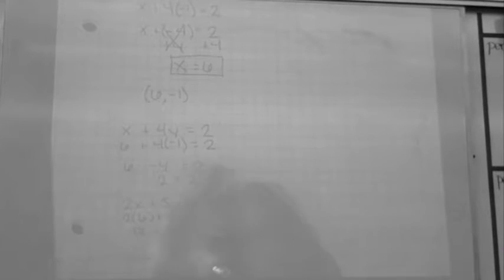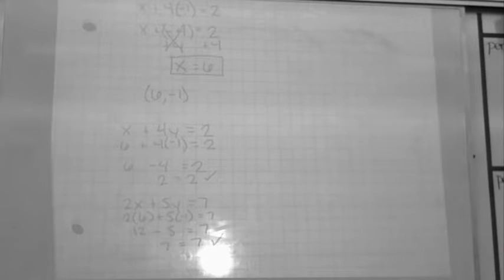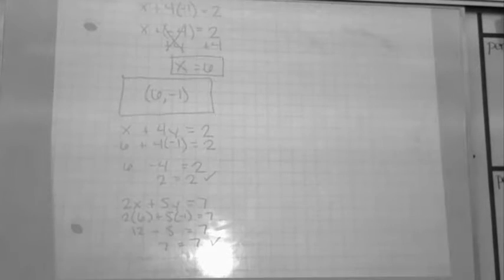And I do know that 12 minus 5 equals 7, so 7 equals 7, and that answer checks out too. So my final answer for this equation is 6, comma, negative 1. I know that works out because I checked it with both equations.